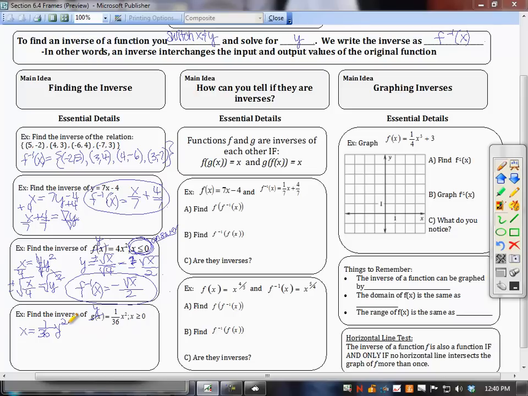To get rid of 1 over 36, I'm going to multiply by its reciprocal. So I'm going to multiply by 36 on both sides. So I have 36x equals y squared. And to get rid of a squared, we know we square root. And every time we square root, we get an answer that's a plus or a minus. Okay? So again, I'm going to simplify a little bit before I write my inverse.